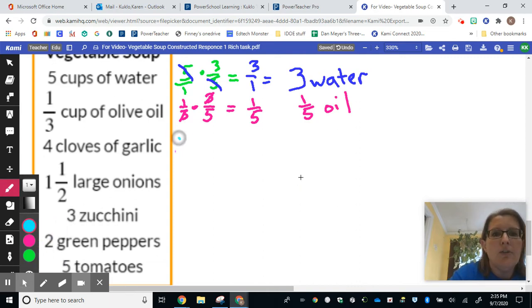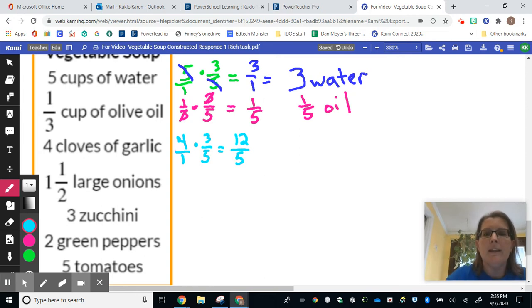Next, I'm looking at cloves of garlic. So I have 4 cloves times my scale factor of 3/5. And once again, I need to put a 1 under the 4 so that it is a fraction. I cannot cross simplify here because there are no common factors between 3 and 1, and no common factors between 4 and 5. So I multiply my numerators. 4 times 3 is 12. And then I multiply my denominators. 1 times 5 is 5. So I get 12/5 of a clove of garlic.